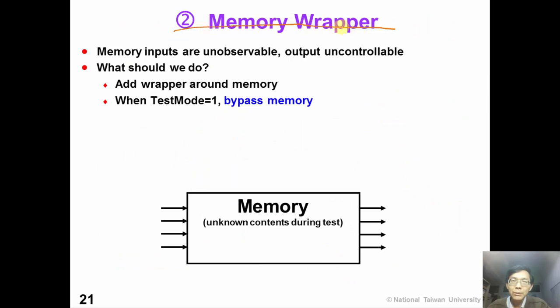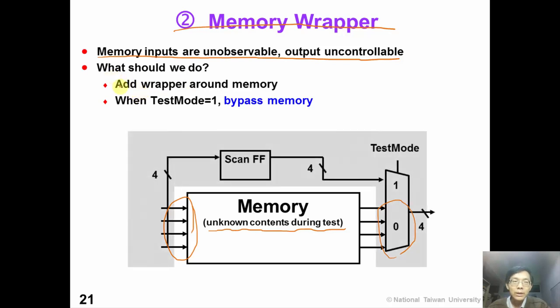Another source of unknown output is coming from memory. In test mode, memory is typically uninitialized, so we don't know what the contents in the memory are. The inputs are actually unobservable and the memory outputs are uncontrollable. So what should we do? A simple solution is that we can add a wrapper around the memory as shown in the gray area. We can observe the memory input, we capture them into scan flip-flop. When test mode is 1, this will be sent out to the memory output and the memory X will be blocked. In this way, we can bypass memory in test mode.